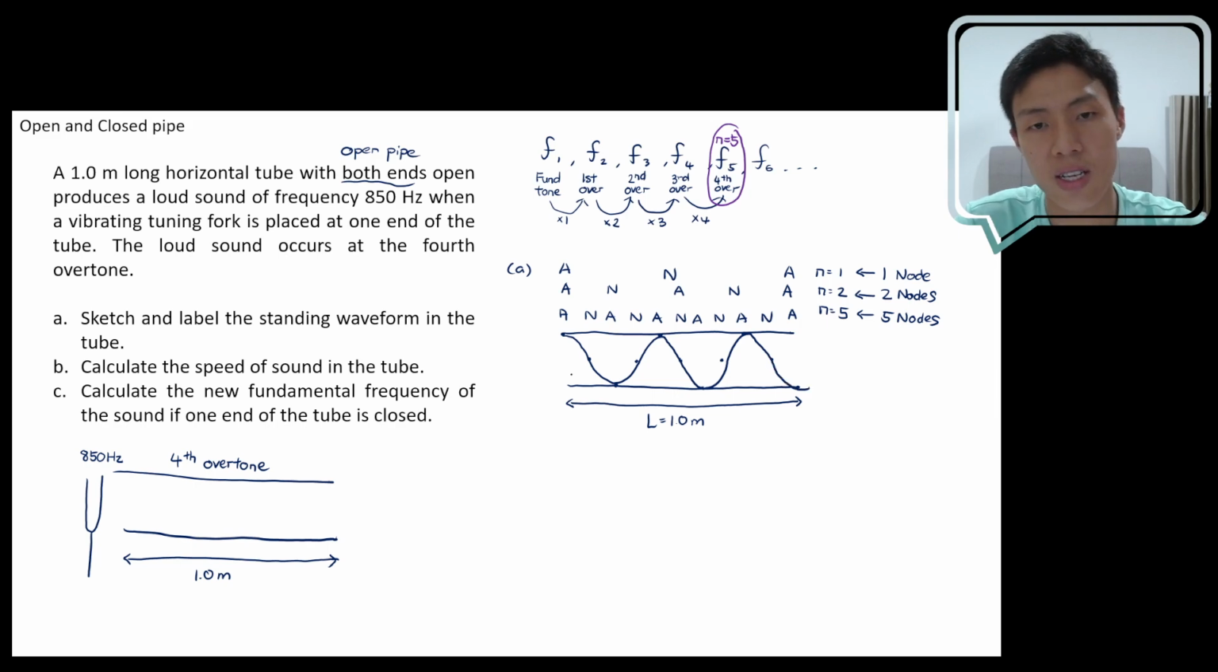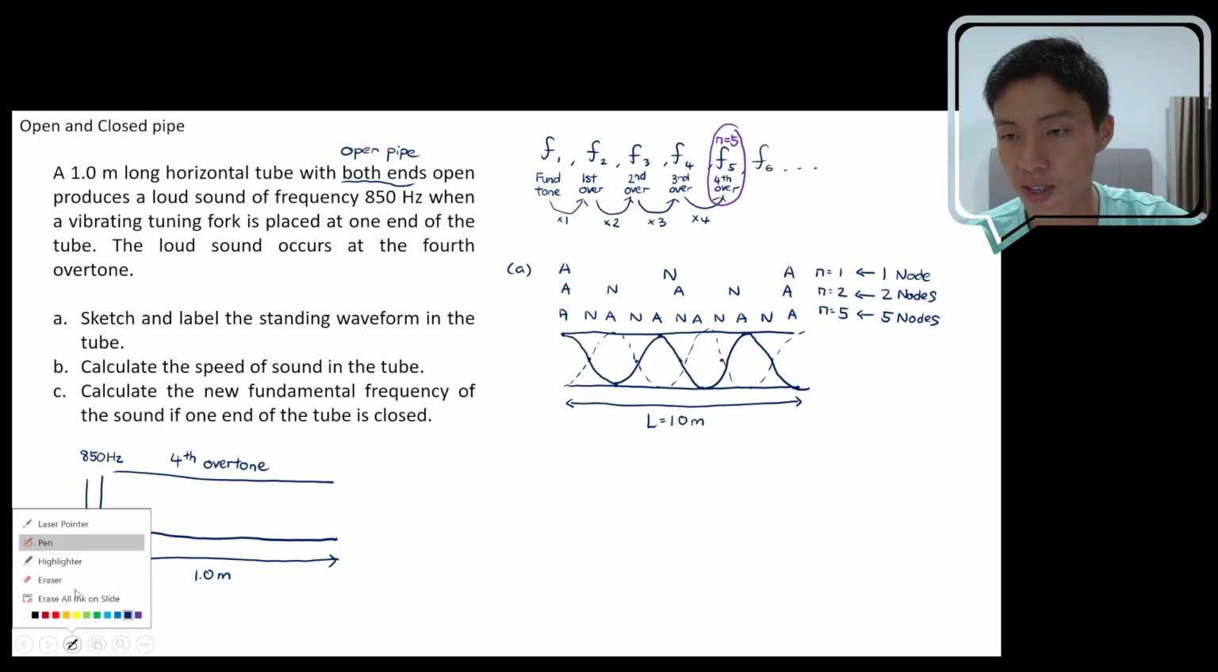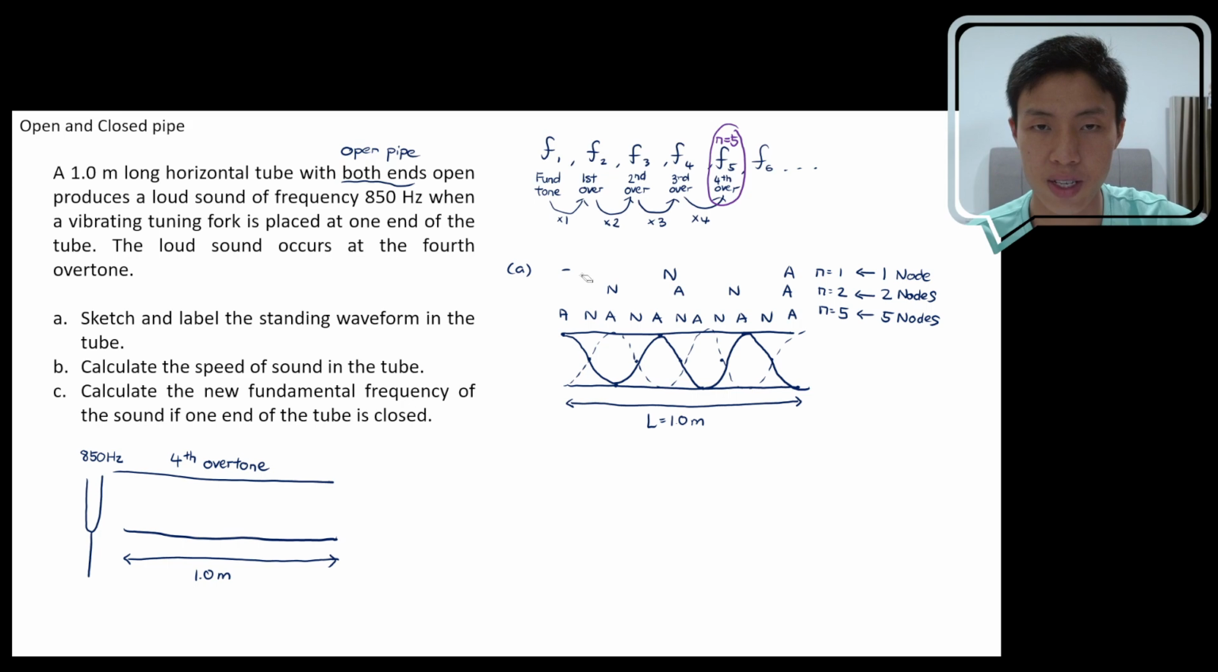Okay, something like this. Then you know that there's another, the flip side of it. Okay, so this will be your waveform for the fifth harmonic or the fourth overtone. Okay, you can remove all the irrelevant stuff. Because the first harmonic and second harmonic are irrelevant, I remove them.